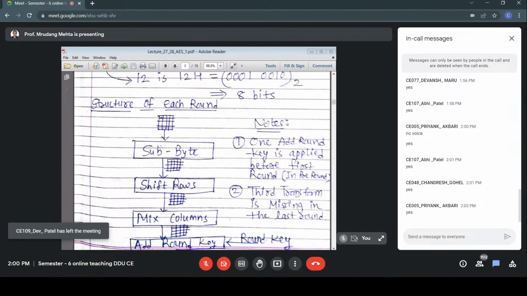The first stage is sub byte. Sub byte means substitution byte. The byte which we are giving as an input is substituted. Remember the initial permutation and final permutation in DES? We had a predetermined table in initial substitution and in final substitution, and it follows that table. Here also we have a similar table. Let me show you.